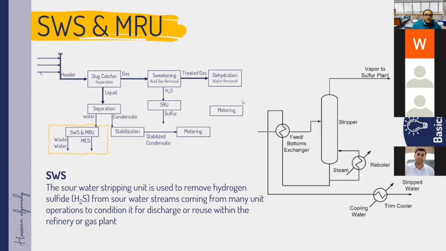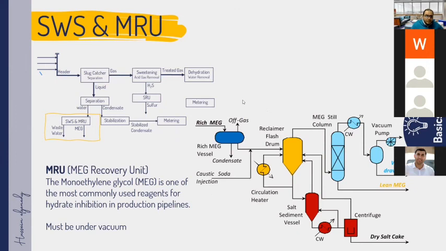Okay. The last operation is the MRU, which is MEG recovery unit. As we mentioned, monoethylene glycol is being injected to the wells for hydrate inhibition, and after that we recover the MEG because it's very expensive. So we recover the MEG to be re-injected again in the system, and this process consists also of heating and fractionation. But the most important thing is this process must be done under vacuum.